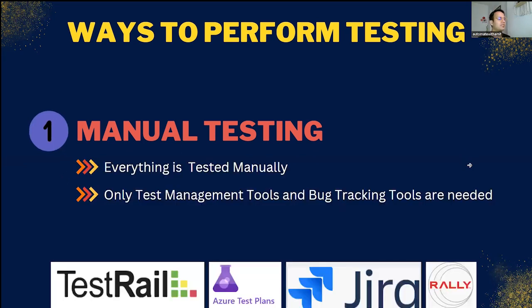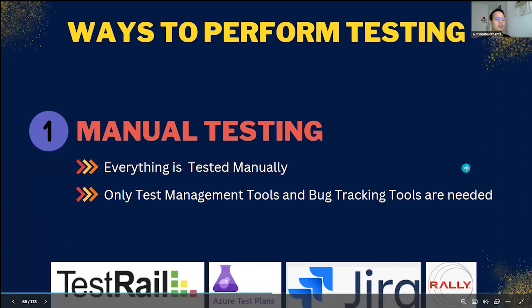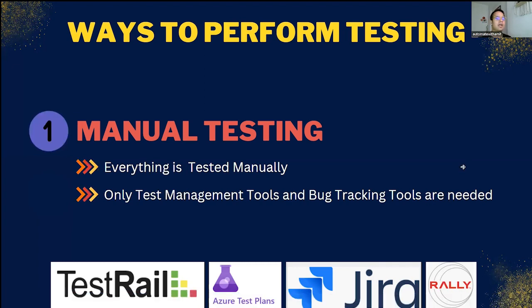Now manual testing is basically everything tested manually. Only test management tools or bug tracking tools are needed. So in manual testing, there are certain test management tools like TestRail, Azure Test Plans, Jira, Rally, or these kinds of tools being used just to track and manage the test cases all around.